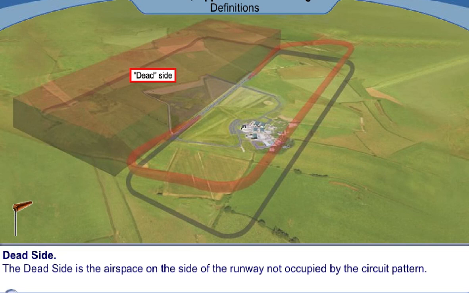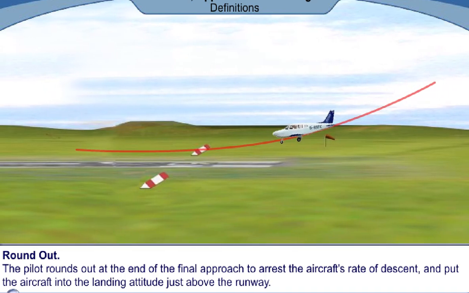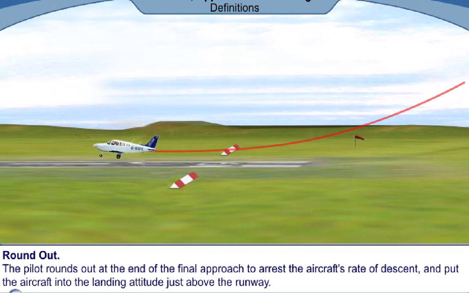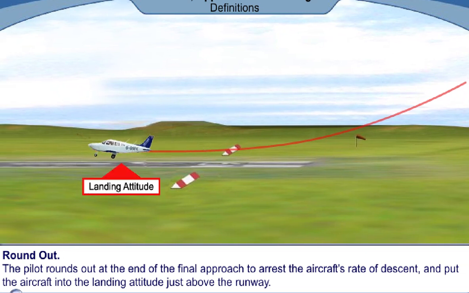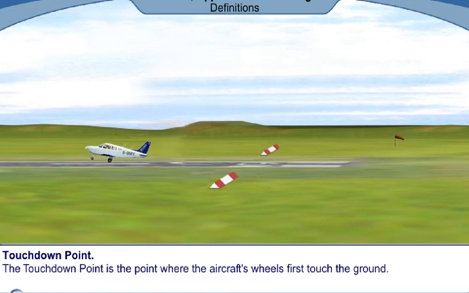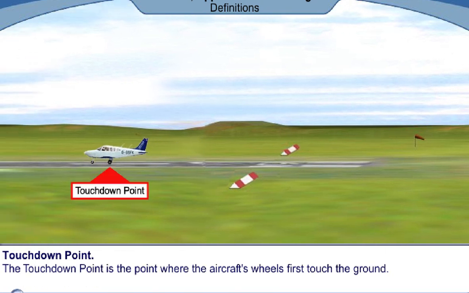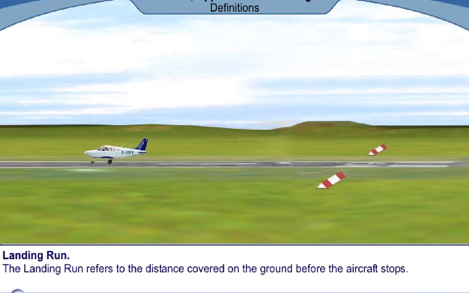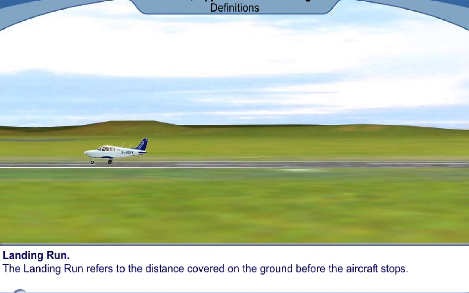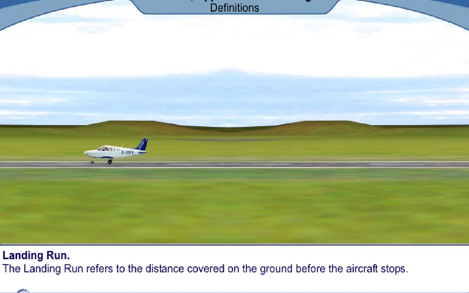The dead side of the circuit is the airspace extending out from the landing path on the side opposite to that of the downwind leg. The roundout is the stage at the end of the final approach, where the pilot puts the aircraft into the landing attitude just above the runway. The touchdown point is the point where the aircraft wheels first touch the ground. The landing run refers to the distance covered on the ground after touchdown before the aircraft stops.